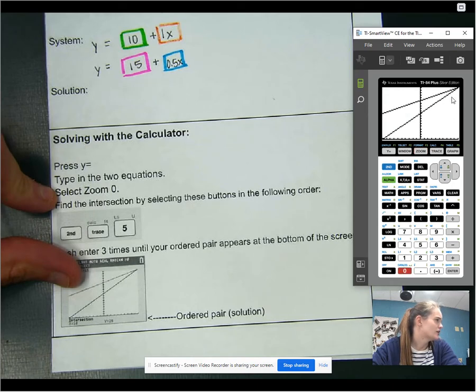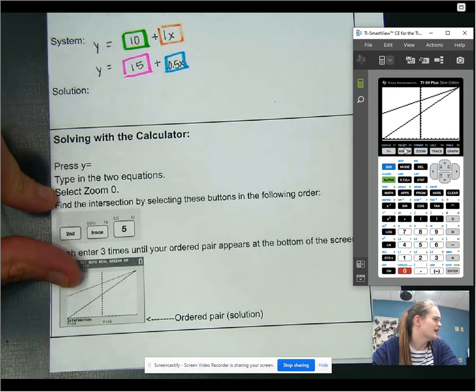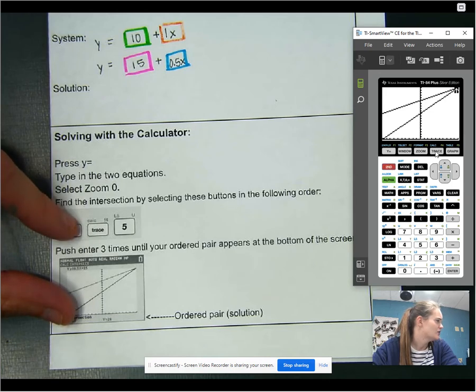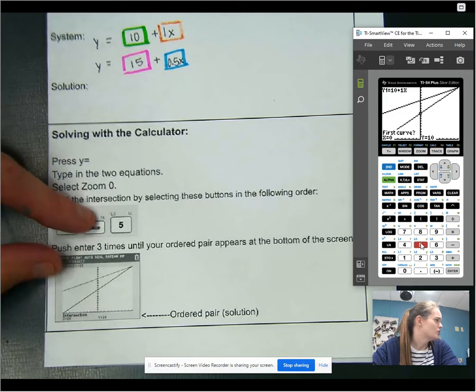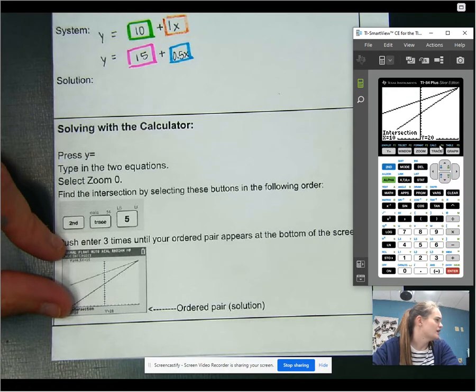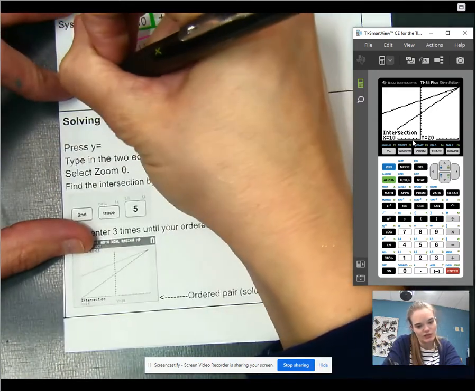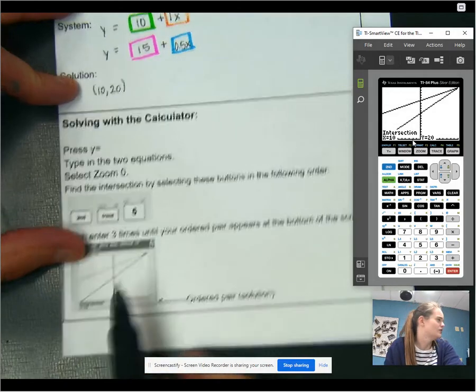There it is. Here's where they're going to intersect. There's our intersection point. However, I can't really see that. So what I'm going to do is press second, trace, then 5, and then I'm going to press enter 3 times. 1, 2, 3. Our intersection is right here. That is our solution. So our solution is 10, 20. See, it shows you down here in the foldable what it is.